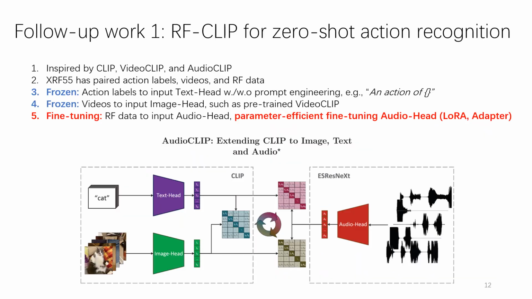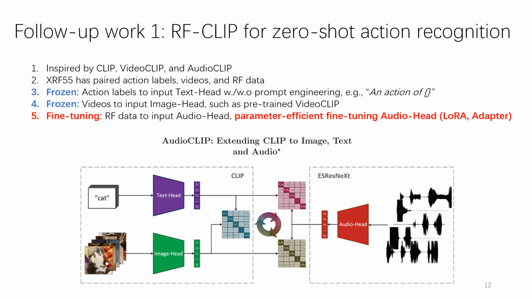XRF55 supports some other research. For example, one follow-up work, RF Clip, is inspired by the architecture and methodologies of existing models like Clip, Video Clip, and Audio Clip. Here are the main components of the RF Clip framework. First, the XRF55 dataset provides a unique advantage as it contains paired action labels, videos, and RF data. Second, the action labels are fed into a frozen text head, which can operate with or without prompt engineering.